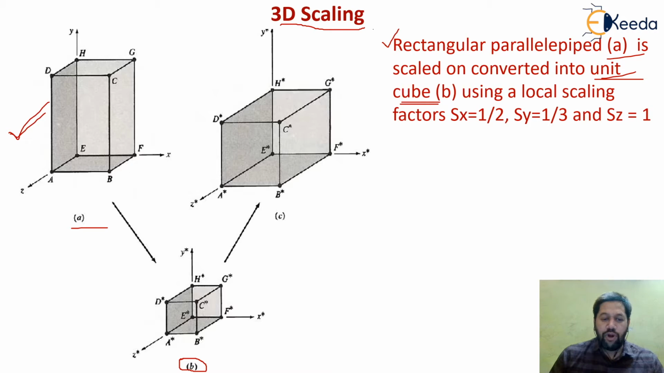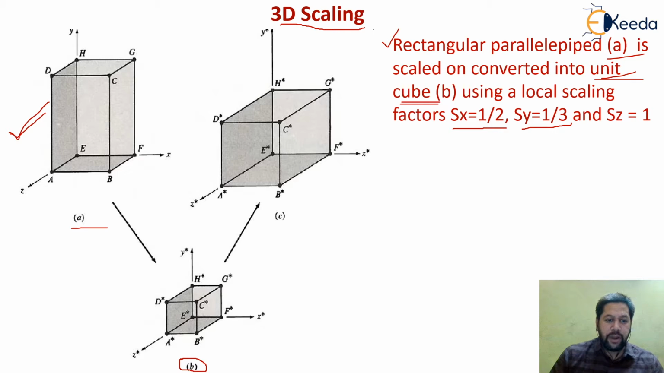As I have already told, what should be my value of Sx? X has a maximum displacement of 2, so Sx is equal to 1 by 2. Sy is equal to 1 by 3, because the maximum y displacement is 3 and I want to make it 1. So I want to compress this object in the y direction so that instead of 3 it comes to 1.